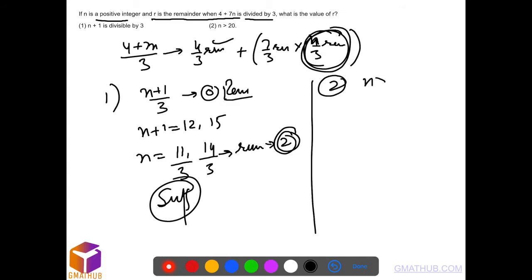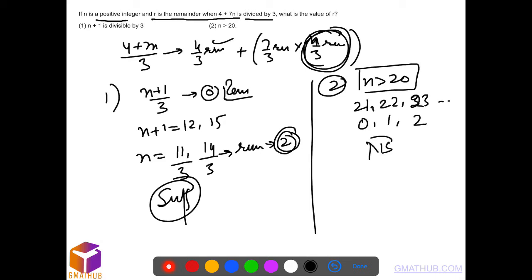Second statement, n is greater than 20. Now n greater than 20 could be 21, 22, 23, 24, anything. So remainders would be different. It will be 0, it will be 1 here, 2 here. So this is not sufficient. So A is your answer.